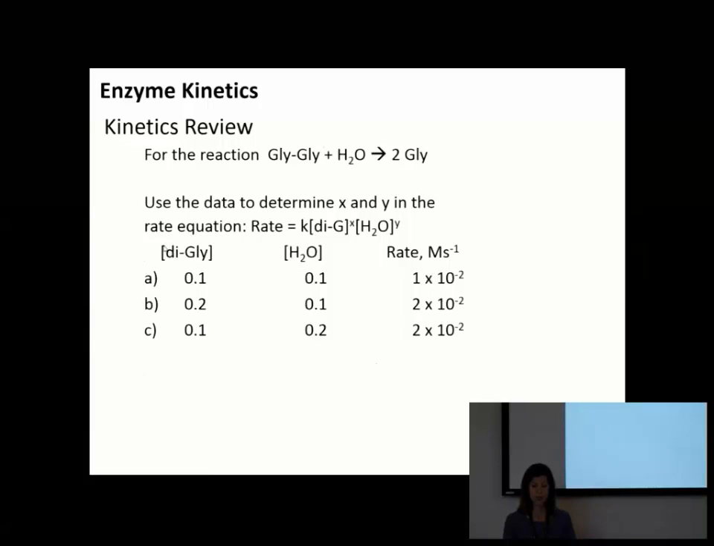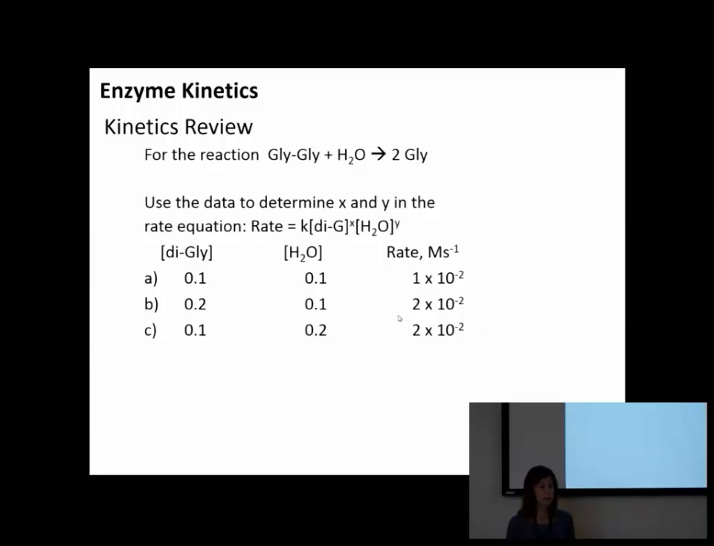In the first reaction, we're going to keep the concentration of diglycine at 0.1 molar, and we're going to keep the concentration of water at 0.1 molar. Then we're going to measure the initial rate of the reaction, maybe the concentration of the product. This is pretend. And we measure the rate. Then we change the concentration of one of the reactants, but we hold the other reactant constant. So we're holding this one constant, and we've doubled the diglycine concentration. What happened to the rate? It doubled. So if we double the concentration and we double the rate, then we say it's first order.